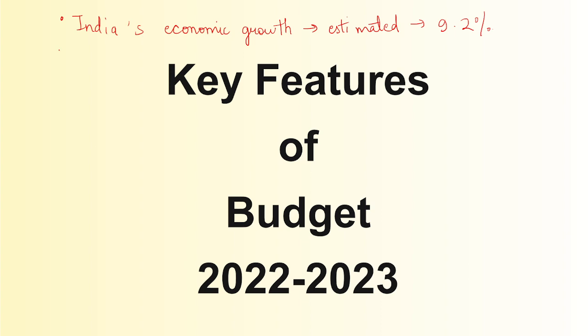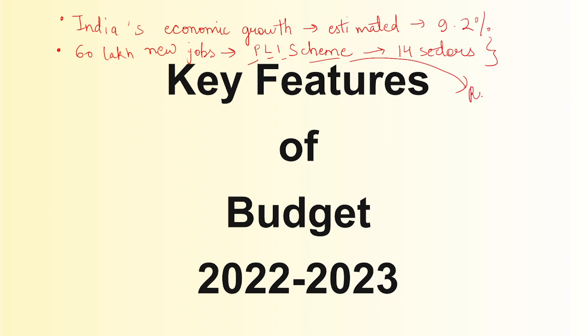Apart from this, this budget would be creating 60 lakh new jobs under the productivity linked incentive scheme. What is this scheme? This is your PLI scheme, that is the productivity linked incentive scheme, and it will be launched in 14 sectors. So this is again very important. The PLI scheme has the potential to create an additional production of 30 lakh crore rupees. So this is also very important.